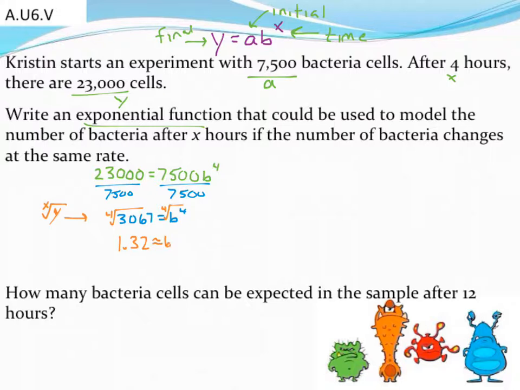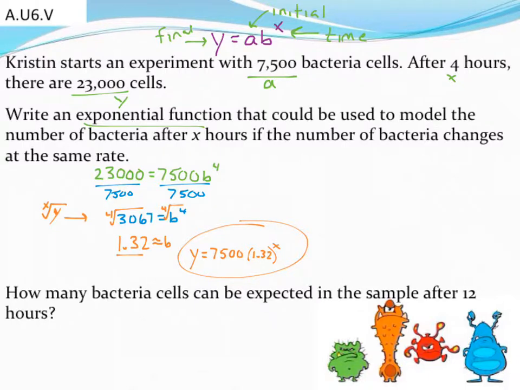Do pay attention to what your book or the problem is asking you to round to, because in these problems, even a slightly different b value can make a huge impact on your final answer. So I'll round to 2 decimal places, and with that, I can now write my equation, going back and plugging in the original 7,500 times this growth rate I just found of 1.32, raised to the x power. So I can use this to now find any population anytime afterwards.